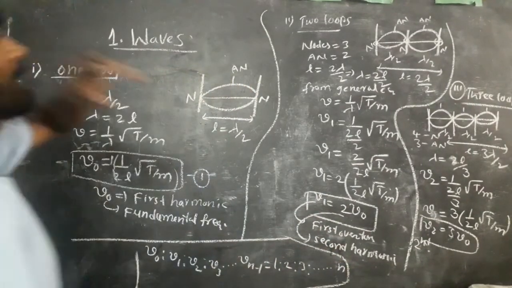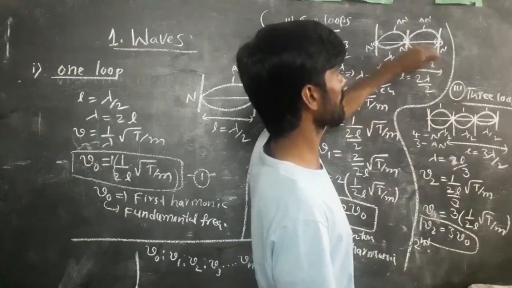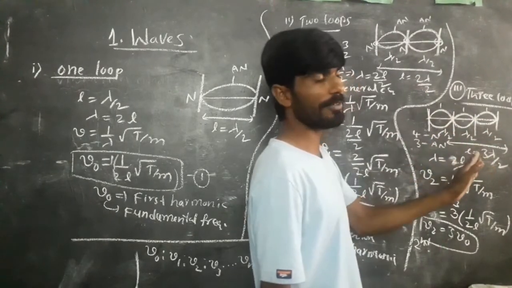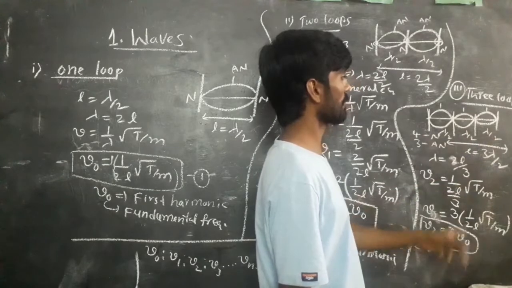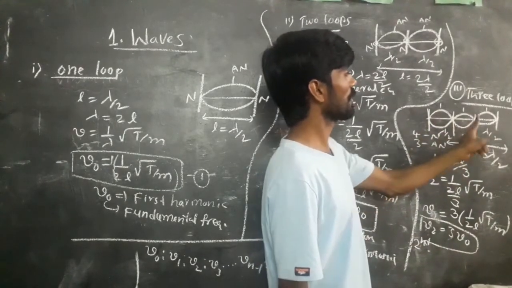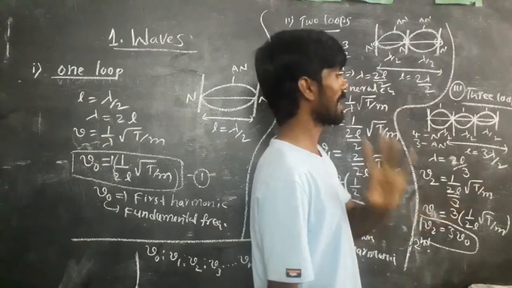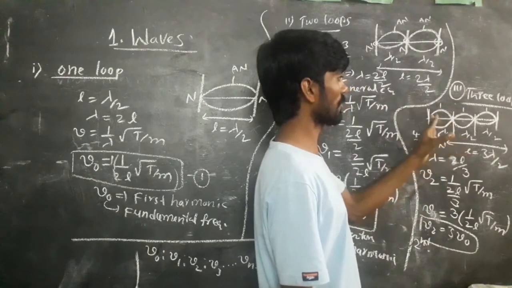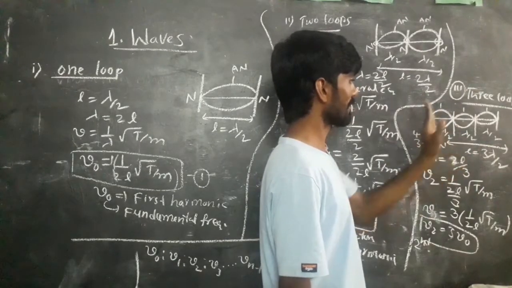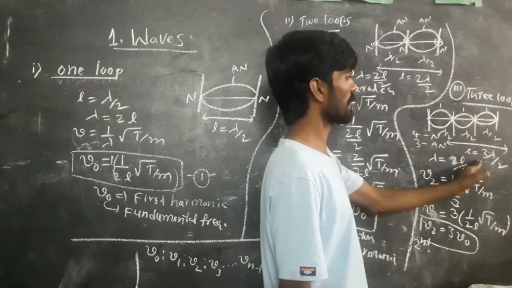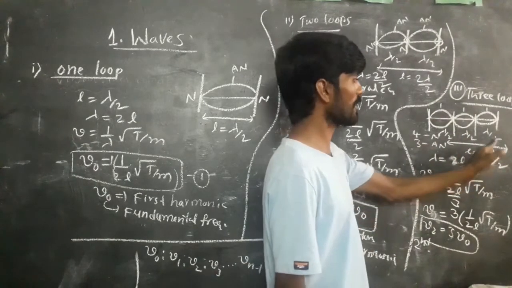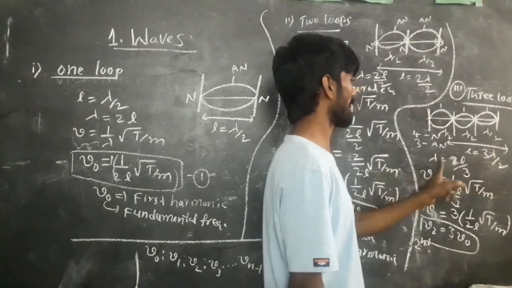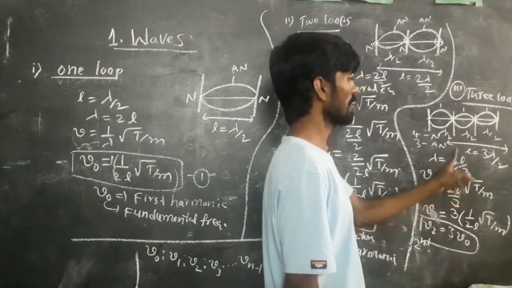And next one, 3 loops. If we select 3 loops, continuing from 2 loops. When a stationary wave forms with 3 loops, how many nodes are there? 1, 2, 3, 4. 4 nodes. And 1, 2, 3: 3 antinodes. When a stationary wave forms with 4 nodes and 3 antinodes, then the length of this stretched string L is equal to 3 lambda by 2. When L is equal to 3 lambda by 2, then lambda is equal to 2L by 3.